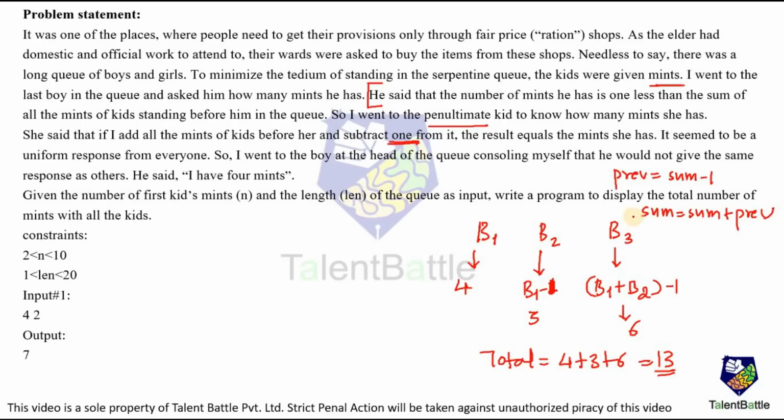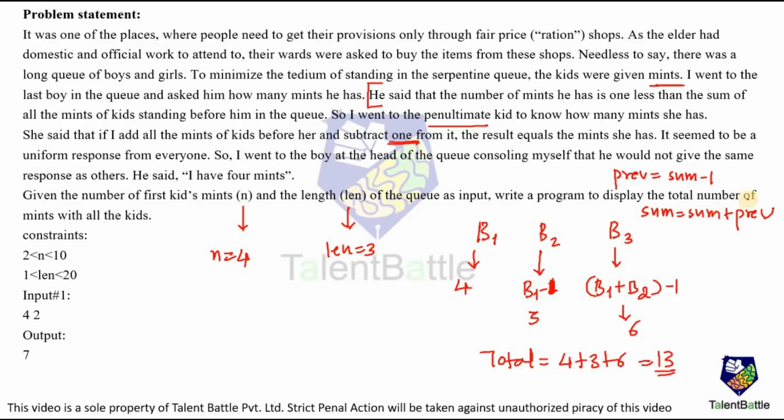So if there are 3 individuals in the queue and the first one is having 4 mints, the total mints will be 13. So the given number of first kid's mints, that is the value of n, is equal to 4, and the length of the queue, that is length, is equal to 3: B1, B2 and B3.